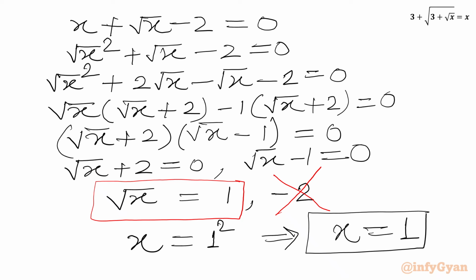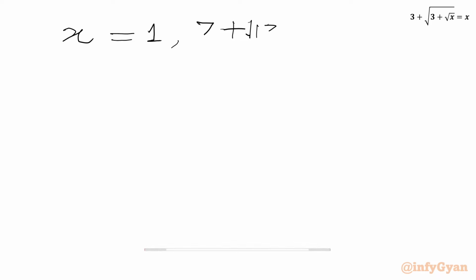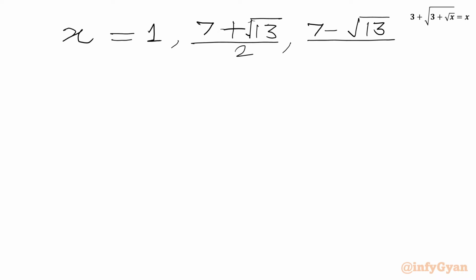So in total we are having 3 solutions. Let me write here x equal to 1, 7 plus root 13 over 2, 7 minus root 13 over 2. If I write the approximate value, then 7 plus root 13 over 2 is approximately 5.3. And if I write 7 minus root 13 over 2, the approximate value would be 1.7 approximately.